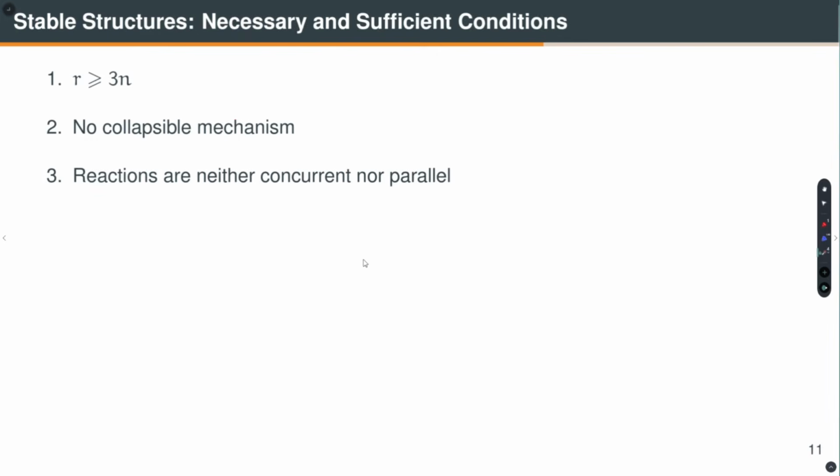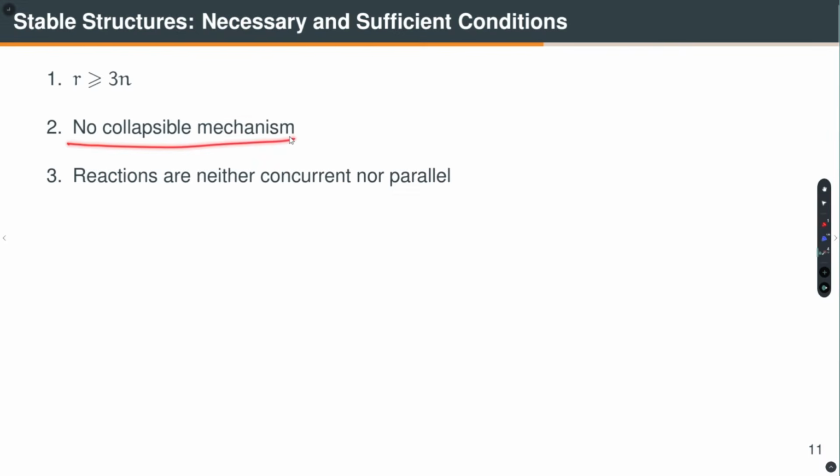So, what are the necessary and sufficient conditions for a structure to be stable? Well, first is R must be greater than or equal to 3n. This is a necessary condition, but not sufficient. It must not form a collapsible mechanism. So, no collapsible mechanism, and reactions are neither concurrent nor parallel, then only the structure is stable. So, these are necessary and sufficient conditions.